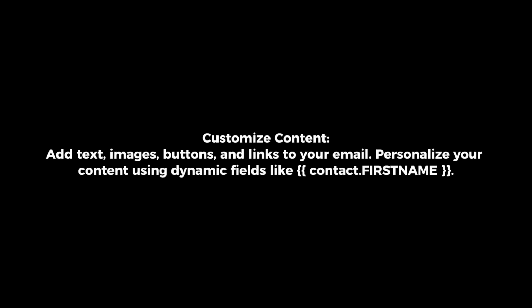Choose a template. Select from Brevo's pre-designed templates or create your own using the drag-and-drop editor. Customize content. Add text, images, buttons, and links to your email. Personalize your content using dynamic fields like the following.